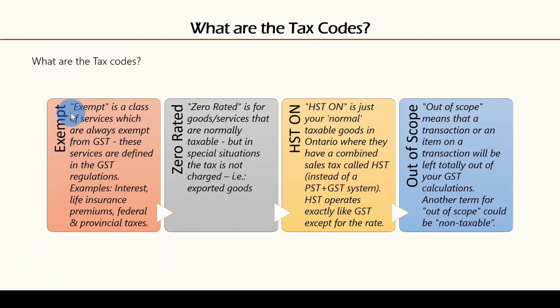But let's understand, the first is exempt. Exempt is a class of services which are always exempt from GST. These services are defined in the GST regulations. Examples are interest, life insurance premiums, federal and provincial taxes. So basically, if you are creating a chart of account which is anything like this kind of thing, then you can assign the default tax code as exempt on that.